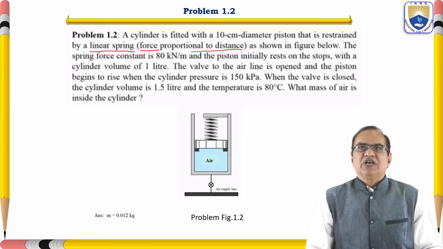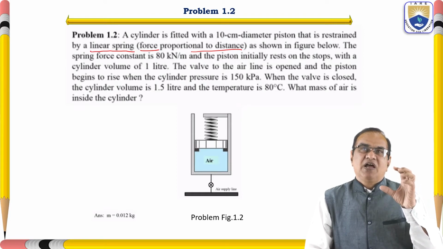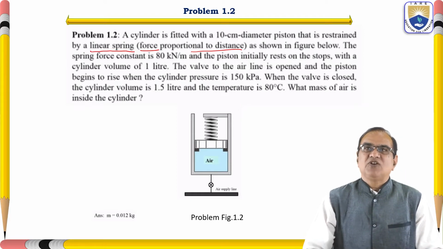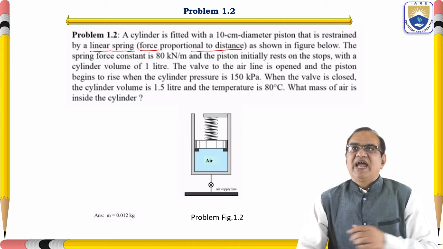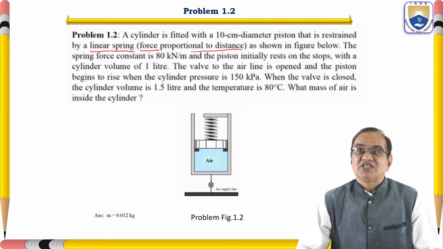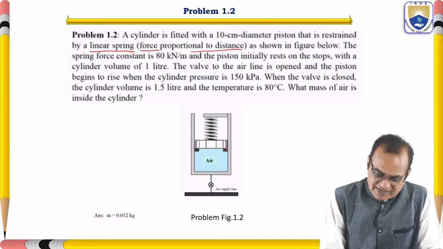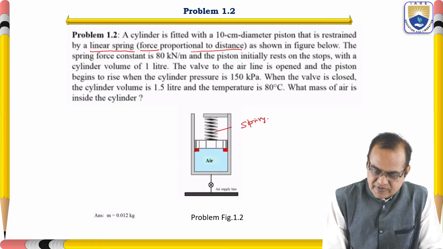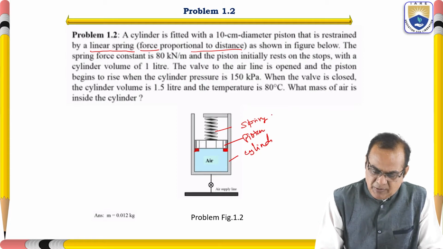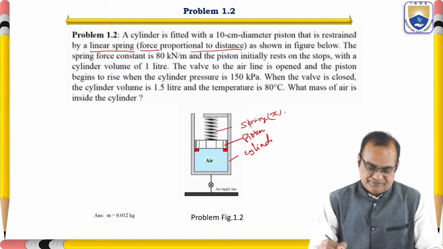The spring force constant is 80 kilonewton per meter, meaning spring constant K is 80 kilonewton per meter, and the piston initially rests on the stop. So here is the stop. You can see here, these are the stops. This is the spring. This is the cylinder. This is the piston. And it is directly proportional to x. It is given.